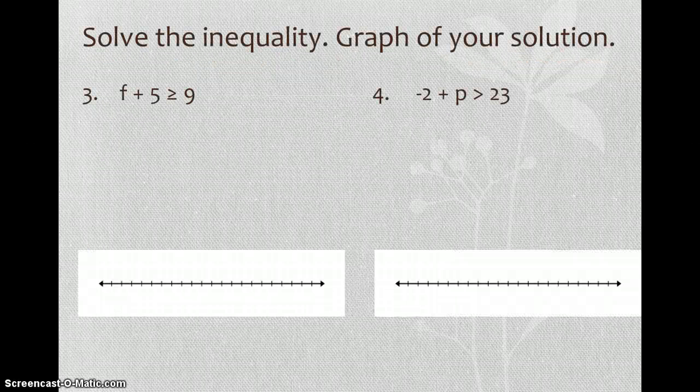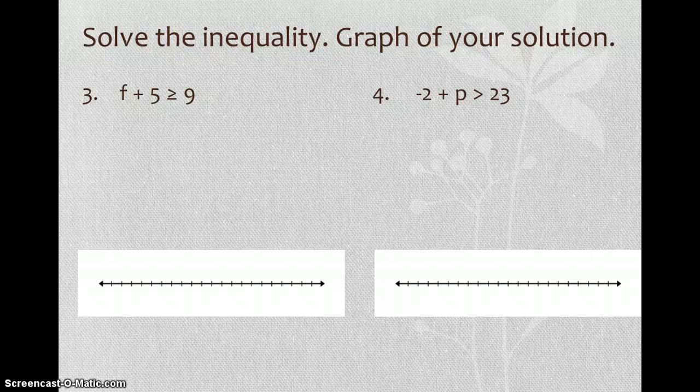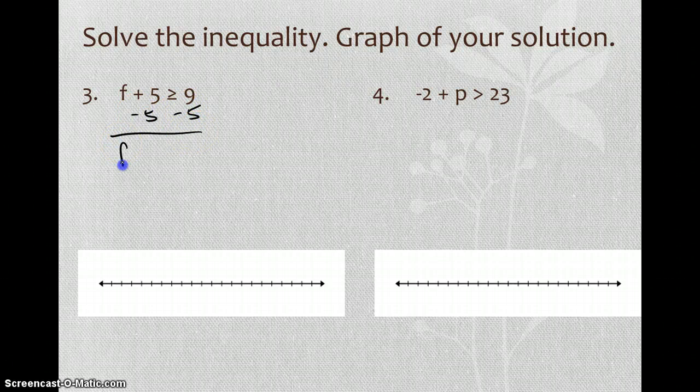Next, we're going to solve now. This is a good review from chapter 3. I think 3.1 to 3.2. So before we graph these, our solutions, we're going to solve. So I'm going to subtract 5 just to isolate the variable. And I'll tell you, for the most part, your rules for solving are the same as what you've done before. So my solution is f is greater than or equal to 4.